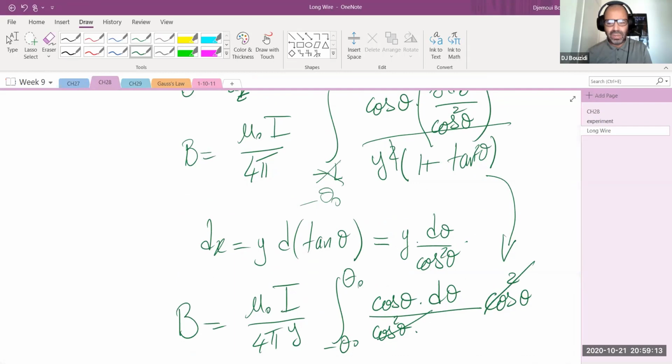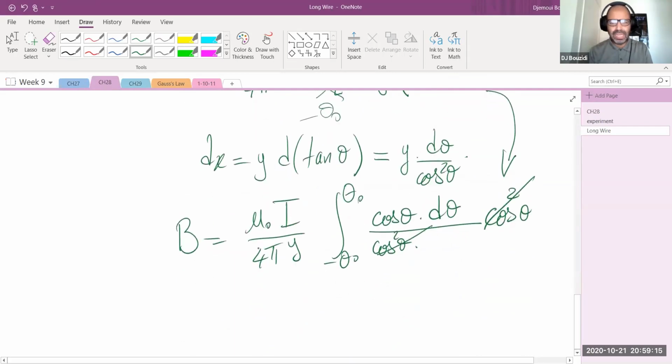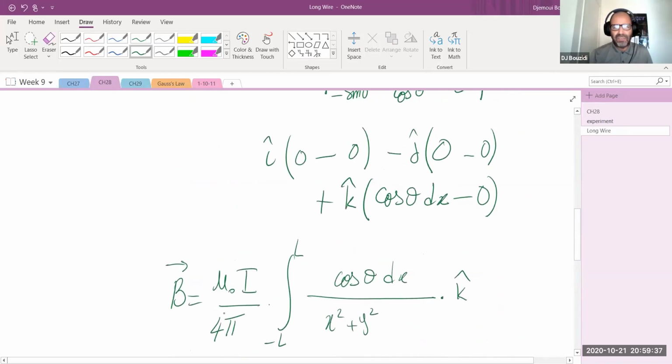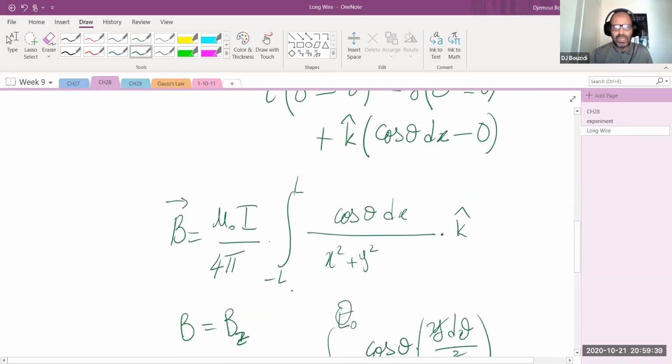At the end of the day, all I'm left with is the integral of cosine theta d theta, and that is sine of theta. That is evaluated from negative theta naught to positive theta naught, the sine being an odd function, so it's going to be just twice one of them. As a matter of fact, this whole integral could have been changed back into an integration from 0 to L, multiplied by 2.